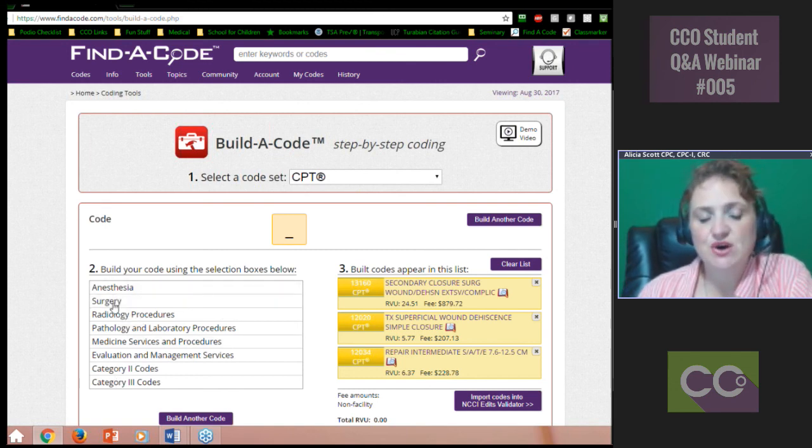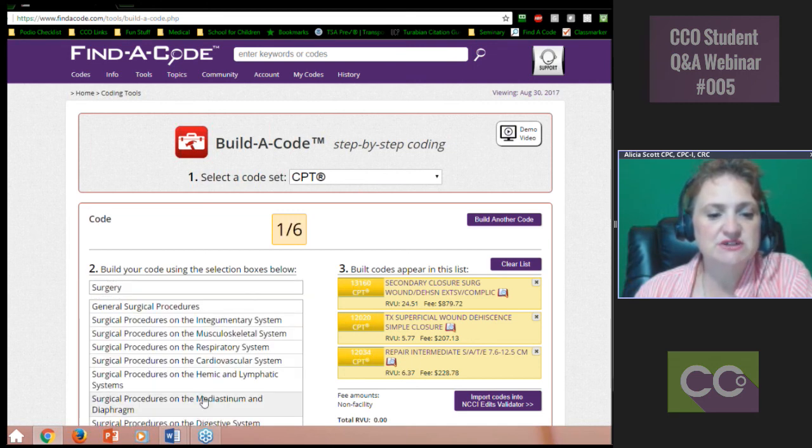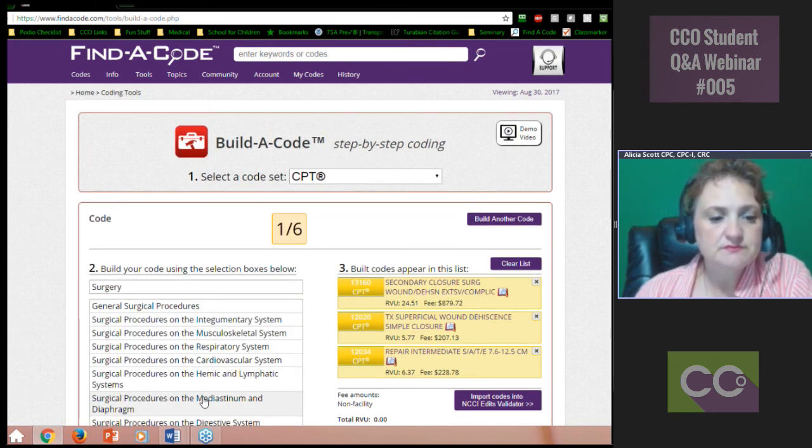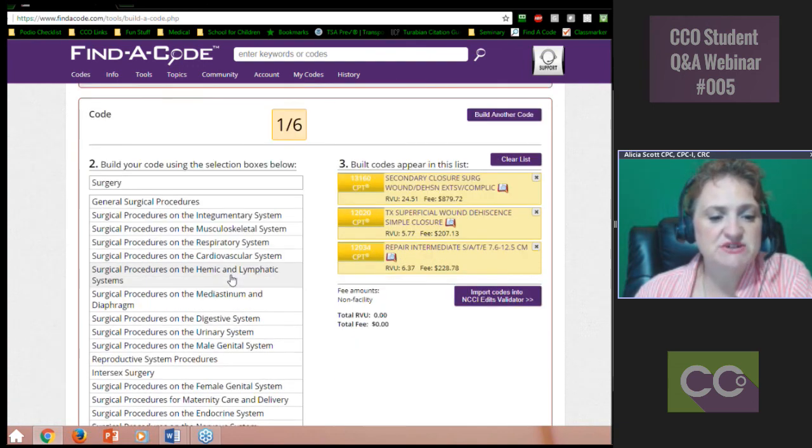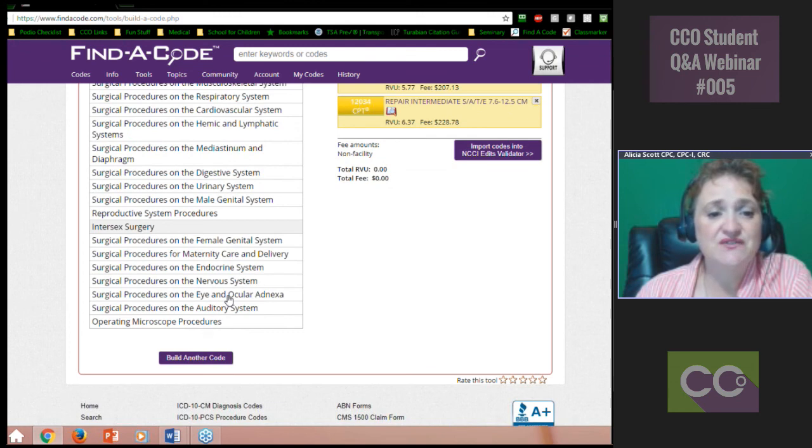So here's our choices to go in. And we're not going to worry about the anesthesia. We look at all of these, and it is a surgery code. So we're going to go there, and it's going to give us the options, what to look for. So is it general surgery procedures or procedures? It's surgery procedure on the integumentary system. And we can look at our other options here, and nothing else really fits.